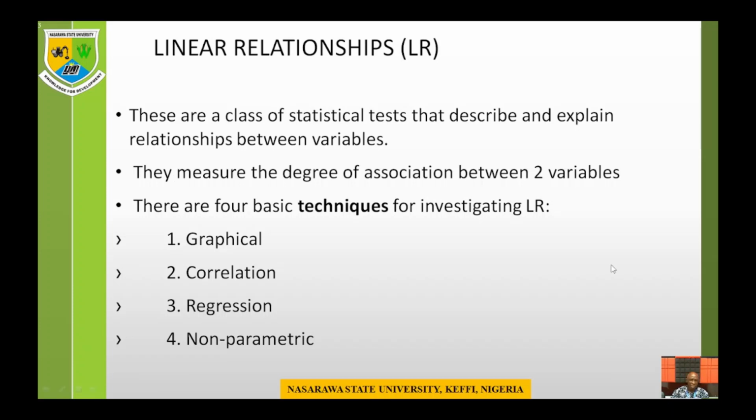The first one is graphical techniques, which will involve graphs and charts. The second technique will involve the use of correlation. The third one will be the use of regression. And the fourth one will be a group of statistical techniques that is called non-parametric. This will involve chi-square, paired and unpaired test, and then the rank test. They are all under the non-parametric.